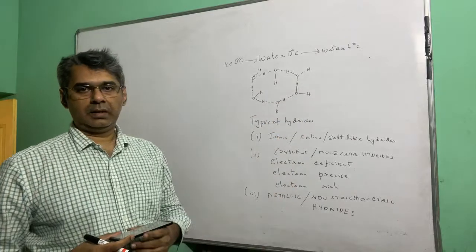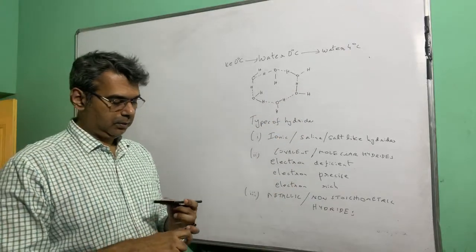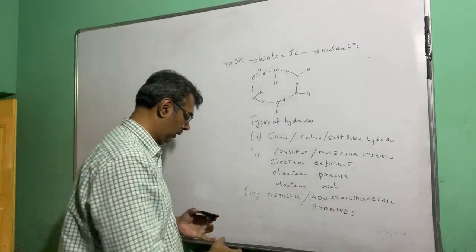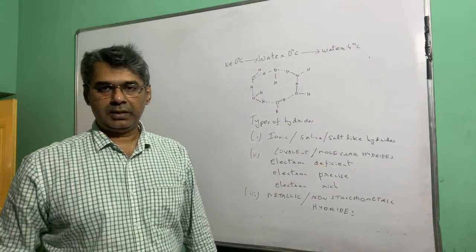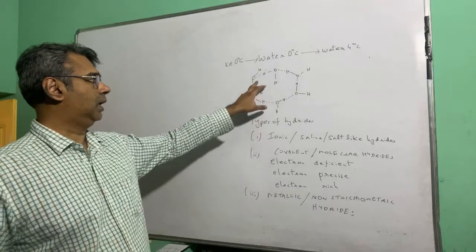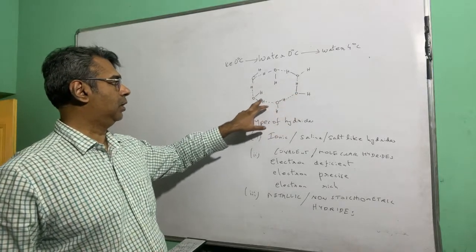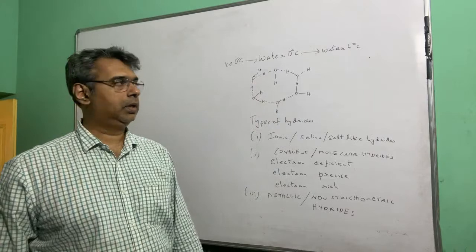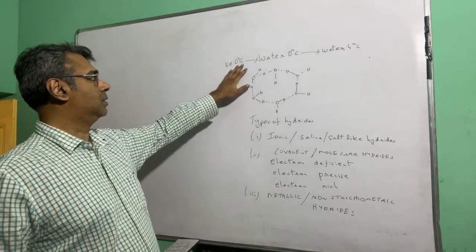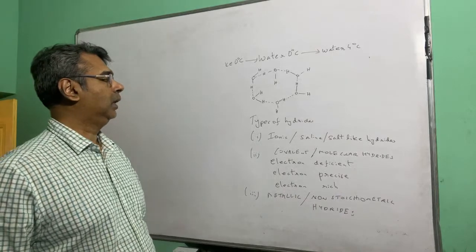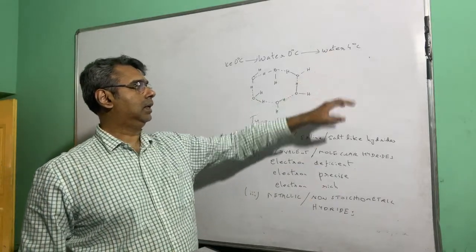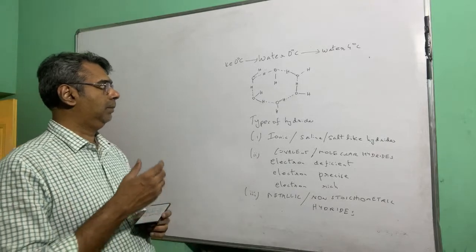So this is the structure of ice. You can see that there is hydrogen bonding involved. It has a cage-like structure because there is a lot of hydrogen bonding. You can see these dotted lines are all for hydrogen bonding. So ice at 0 degree changes to water at 0 degree, and that changes to water at 4 degree.